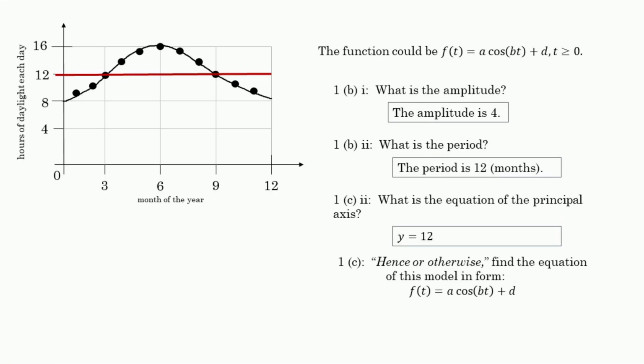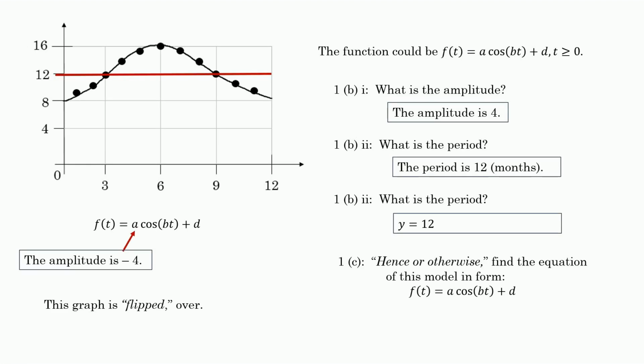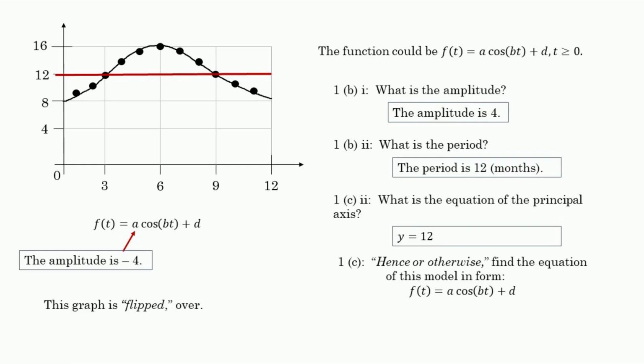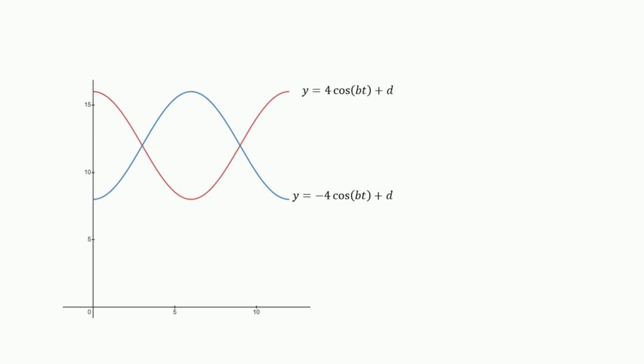The next question says, hence or otherwise, find the equation of the line f of t equals the amplitude, A, times cosine of bt plus d. We know the amplitude is 4, but we will write negative 4 because this cosine graph is upside down. Think of how negative x squared looks compared to x squared. Here's a picture of cosine and negative cosine, for your viewing pleasure, of course.